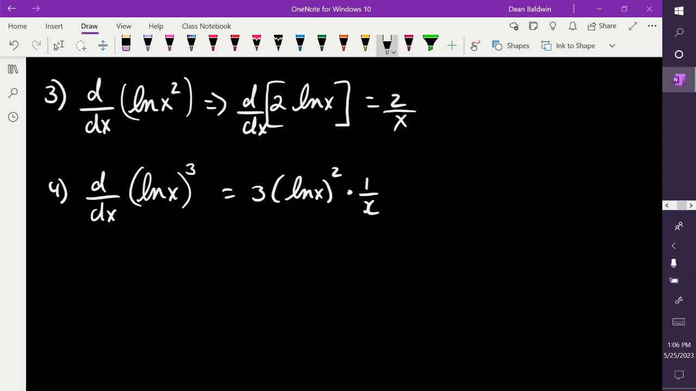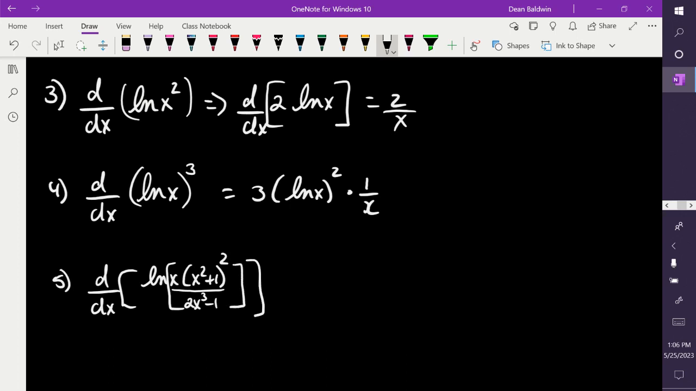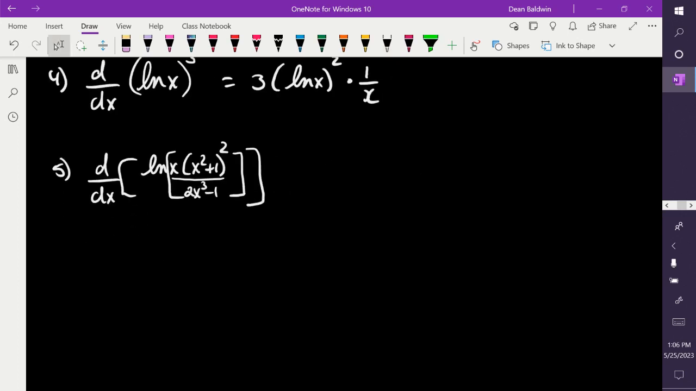Yeah? Okay. Okay. So let's do something a little more interesting. There you go. Again, I'm using square brackets, but I don't know why. Maybe it's all the chemistry talk.